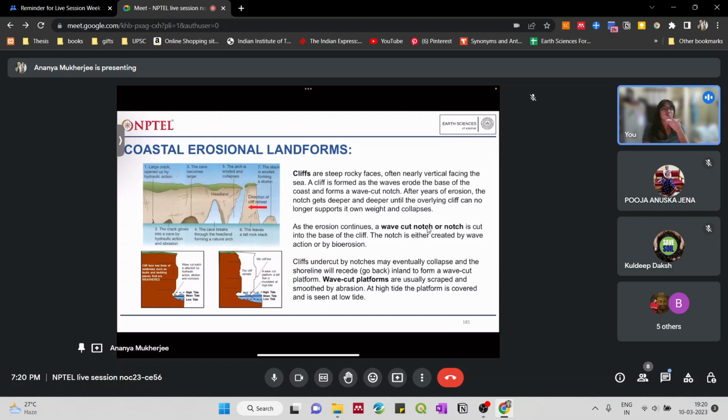The most common landform that most people know about is the cliffs. These are steep, almost 90 degrees, rock faces, and usually, obviously, they are vertical or very steeply inclined.